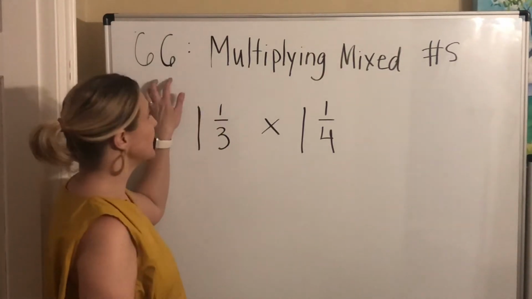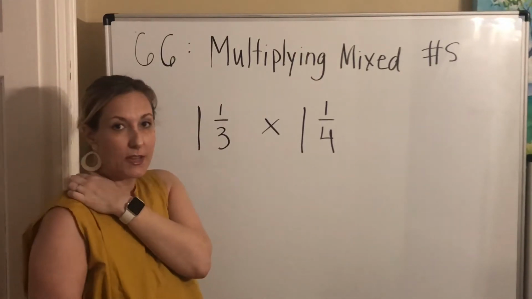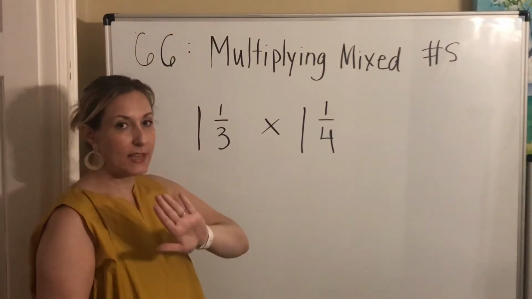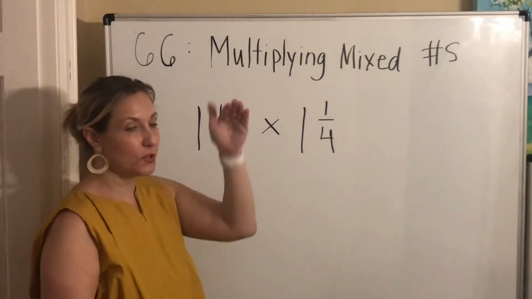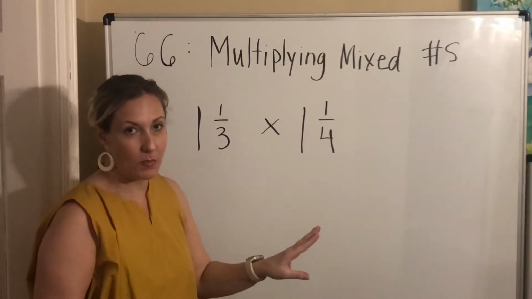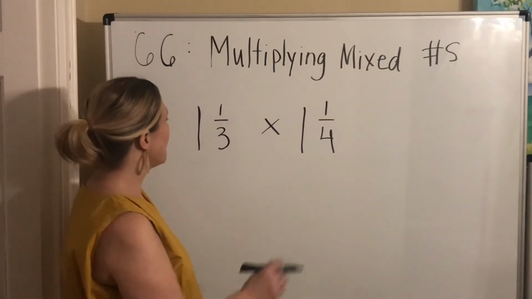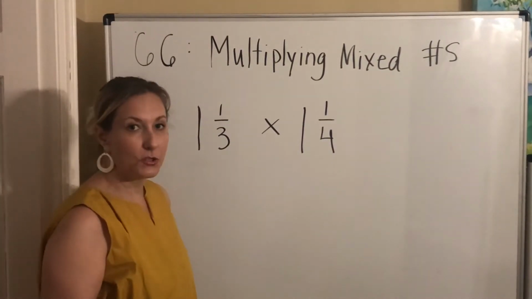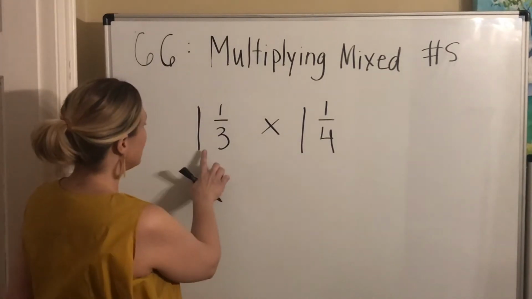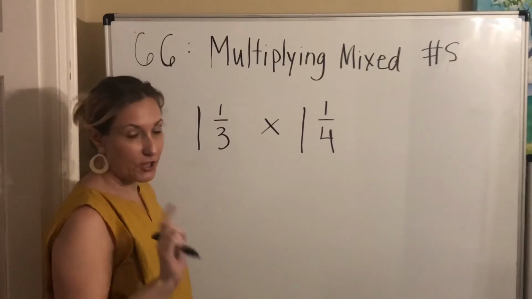Let's look at lesson 66, okay? Multiplying mixed numbers. Now you've done this before, so on this lesson 66, I just want you to do your reteaching page. You do not need to do any of the problems on this lesson, okay? But let's do one of these together so that you'll know how to do the rest, all right? We must turn both mixed numbers into an improper fraction first.